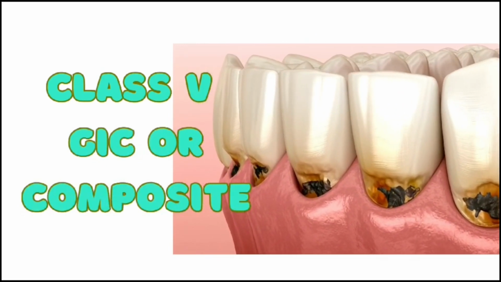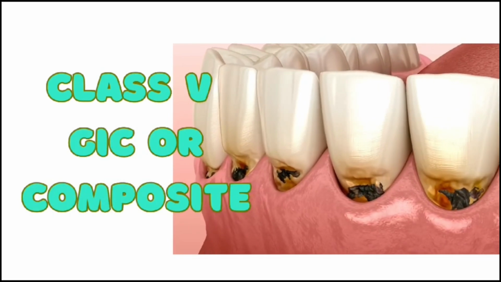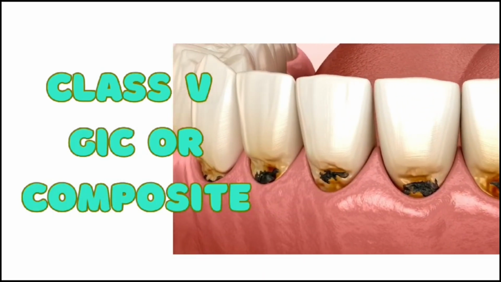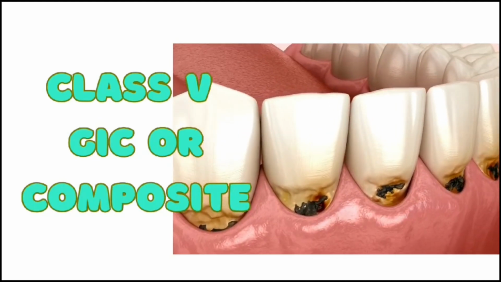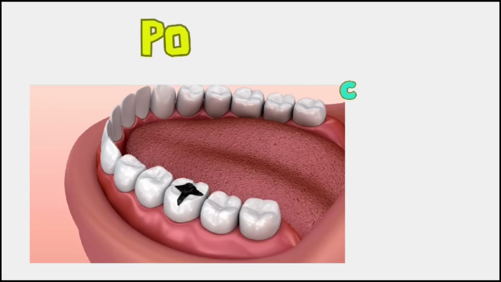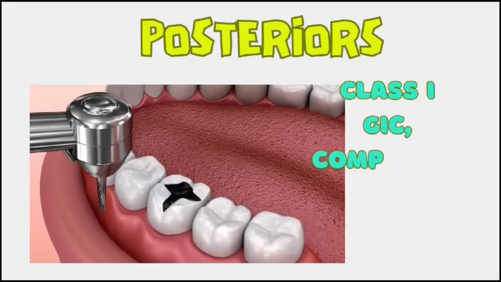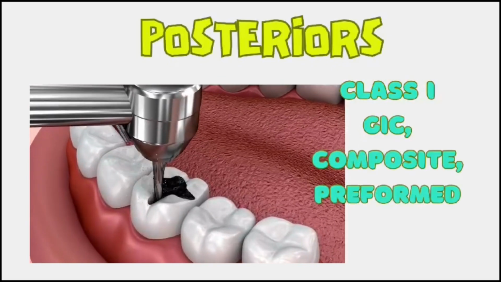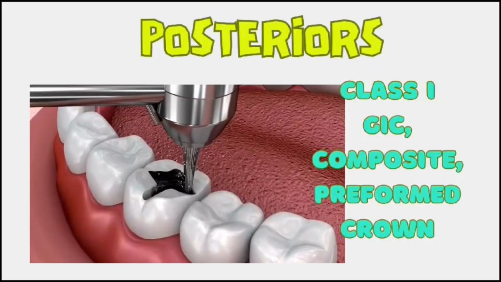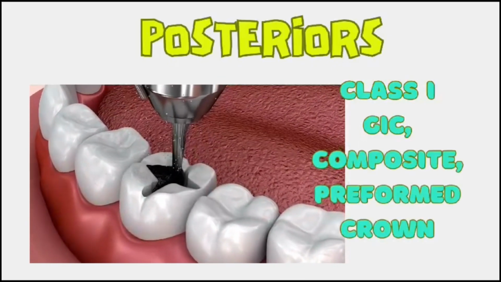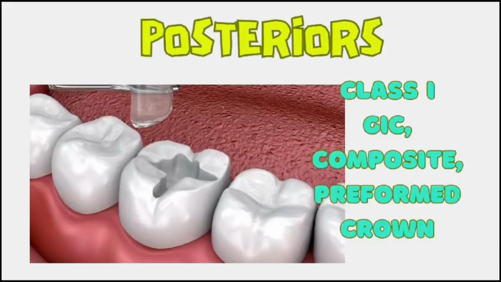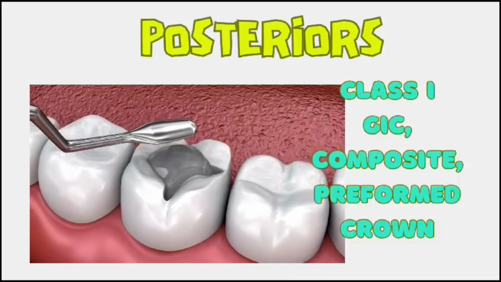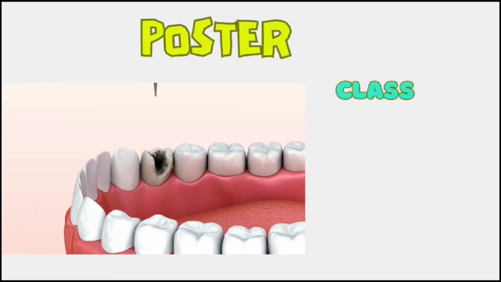GIC can be preferred over composite when tooth isolation can't be achieved or in cases where special healthcare need is required. Coming on to Class 1 cavity, GIC, composite or preformed crowns can be used, and amalgam is not recommended below 6 years, and also for patients who are allergic to mercury, silver, tin, etc.